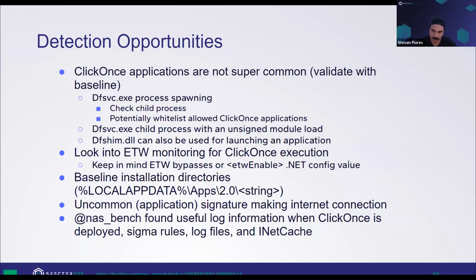We also have some good detection guidance on Twitter at NASBench, who also found some useful logging information for when ClickOnce is deployed. It has some example Sigma rules that can be looked at, log files, and inet cache stuff that is all useful for a defender looking at ClickOnce deployments. One of the things is that there are a lot of logs generated whenever a ClickOnce deployment is deployed. So there's tons of information that is useful for a defender to identify that a ClickOnce deployment has happened.